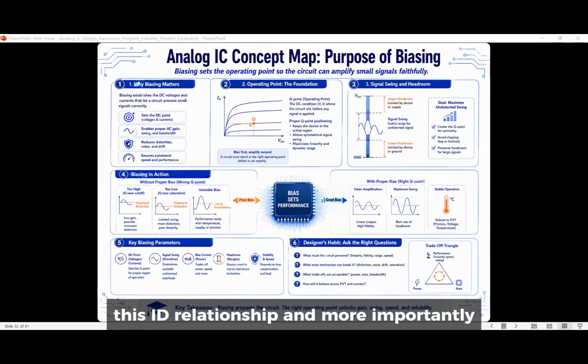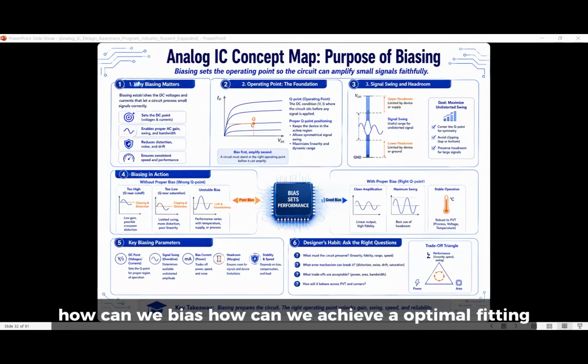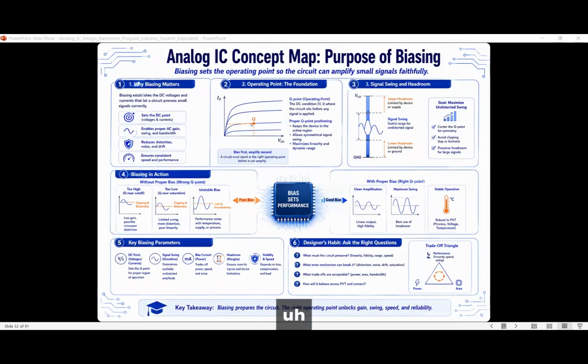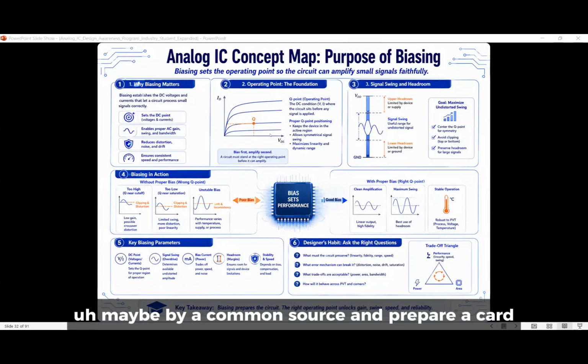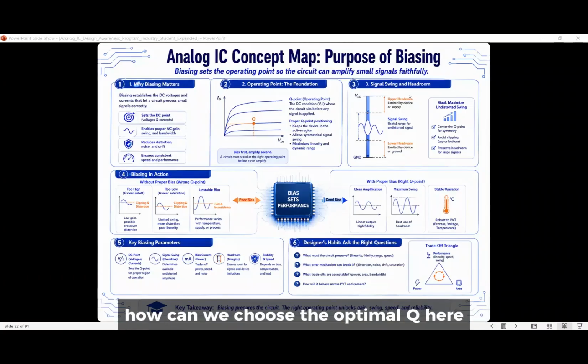And more importantly, how can we bias? How can we achieve the optimal operating point Q, maybe by a simple common source amplifier? How can we choose the optimal Q here? Later, we will study the signal swing and headroom.